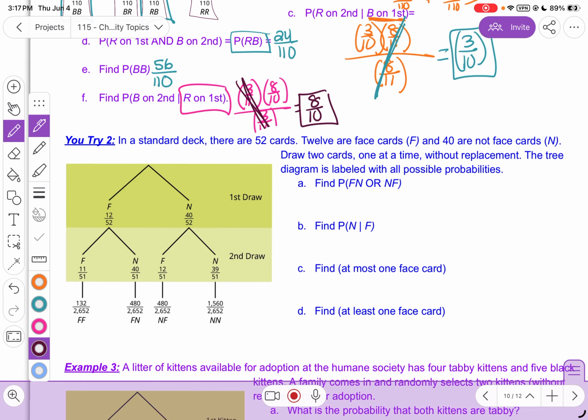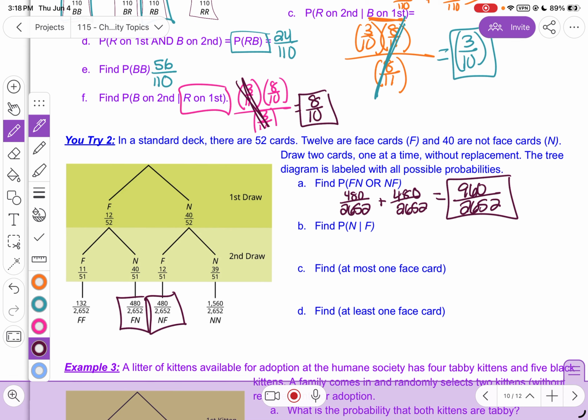Okay, table's all filled out. FN or NF. So FN is 480 out of 2652, and NF is 480 out of 2652. There's nothing that's combined, so 480 plus 480 is 960. So that is the answer.